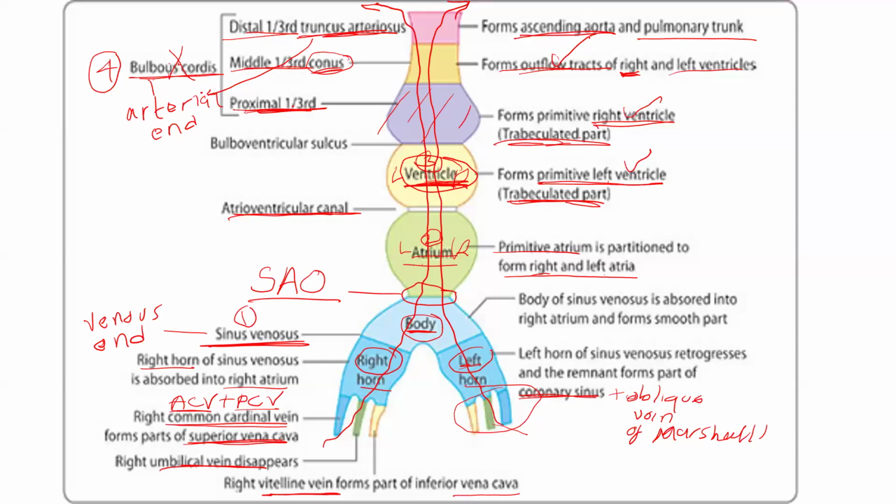Most of the questions from the heart specimens are usually asked like that, because they can also point at the ventricle, the trabeculated parts, and then ask you it's a derivative of what. So if they point at the right side, you have to tell them it's a derivative of the proximal one-third of the bulbous cordis. If they do the same on the left, you have to say it's a derivative of the primitive ventricle. Okay, so that one will be tested one way or another.